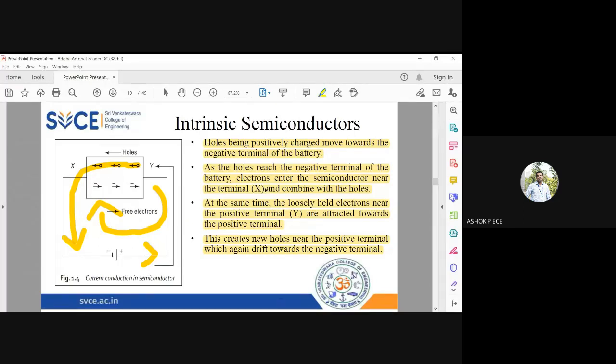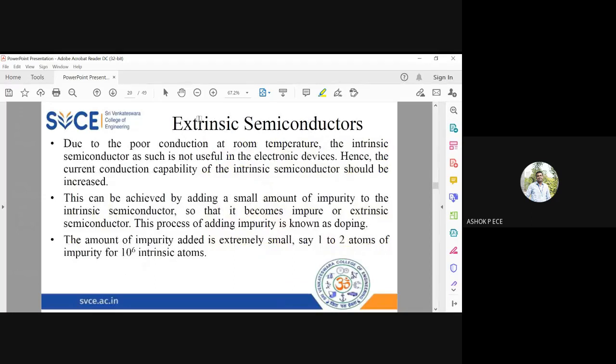Okay, so we go to extrinsic semiconductor. Why do we go to extrinsic semiconductor? The reason is that intrinsic semiconductors have poor conduction at room temperature. So I want to increase the conductivity. If I want to increase the conductivity, I am going to add some amount of impurity to the intrinsic semiconductor. So the intrinsic semiconductor is going to be the purest one. If I add impurity, that intrinsic semiconductor becomes impure, and it is called an extrinsic semiconductor. Okay, so intrinsic is pure, extrinsic is the opposite of that, it is going to be impure.